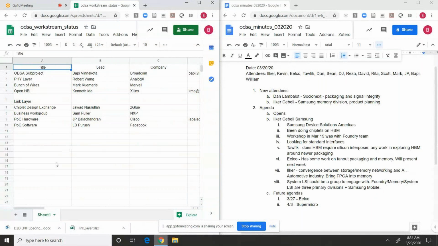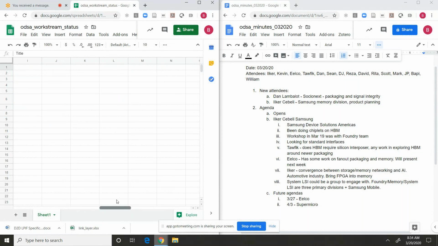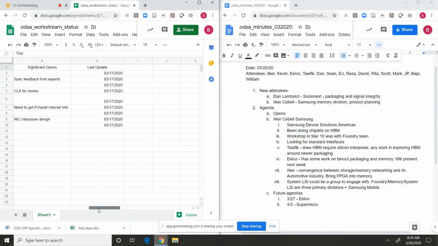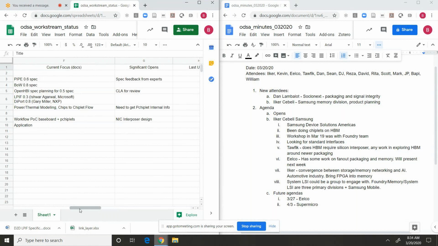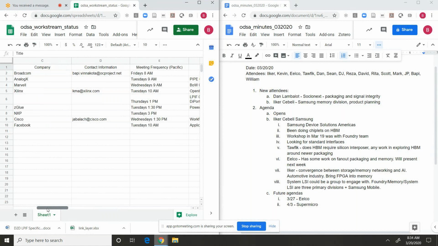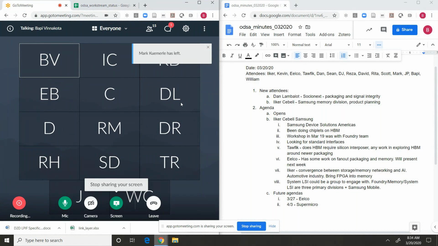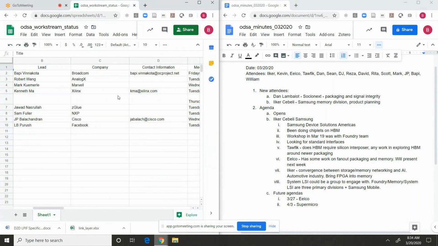I'm going to fill in a spreadsheet with all our active subprojects and when they meet, and hang it off the main ODSA wiki so that any new joins have some sense of how they can participate in the different work streams and who they need to reach out to. JP has filled it in, and I was going to ask Mark, but we just lost Mark.